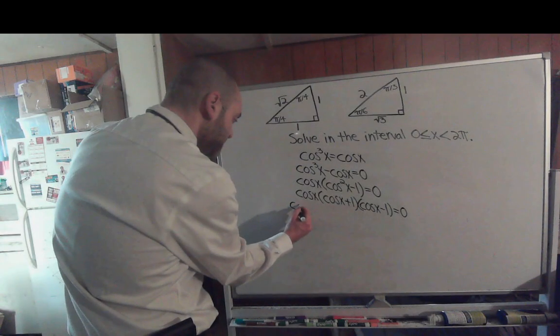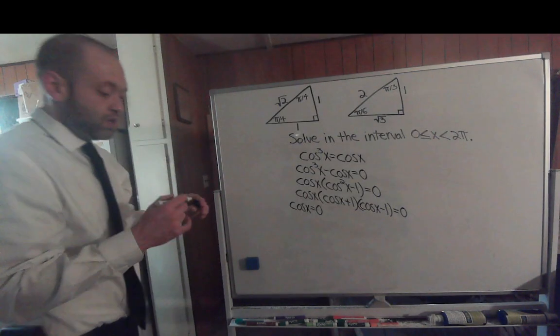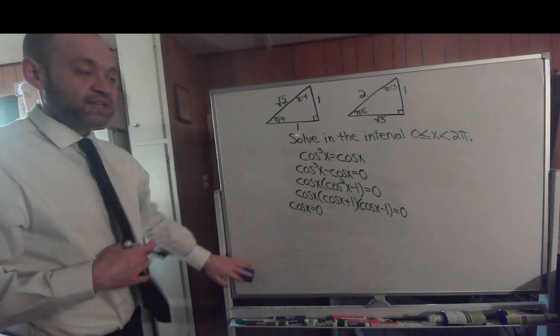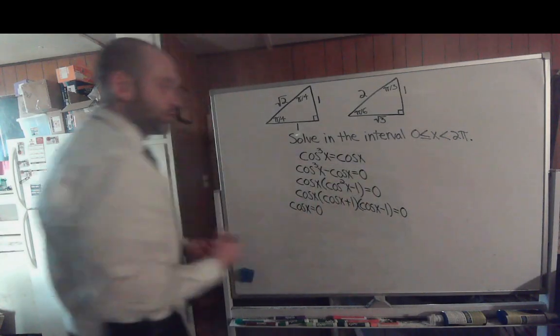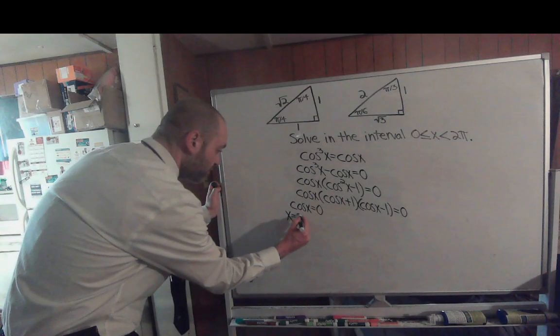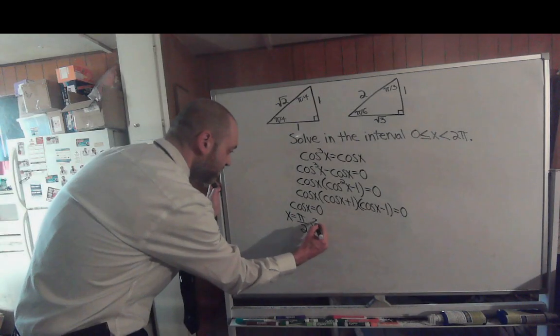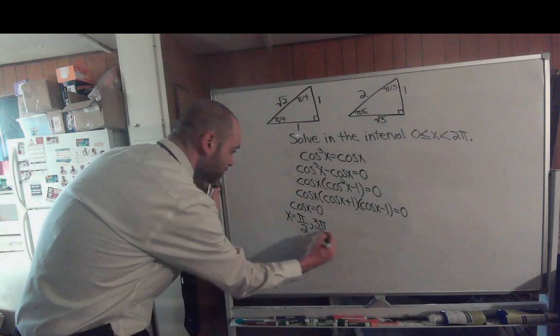So of course, if you take that cosine of x and set it equal to 0, where does the cosine of x equal 0 in the interval from 0 to 2 pi? Well, you would get that x would equal, of course, pi over 2. That's where the cosine equals 0. And then you'd have it again at 3 pi over 2.